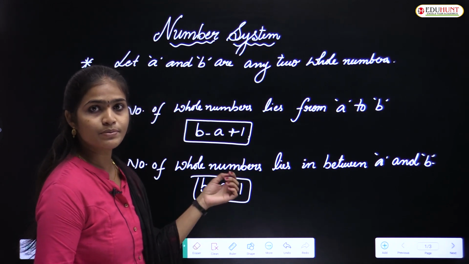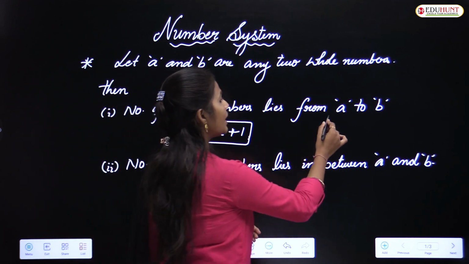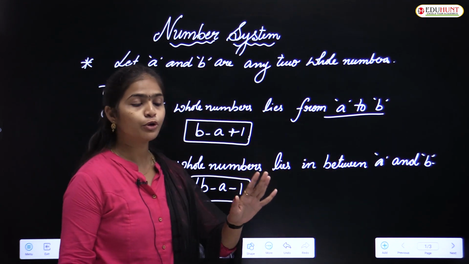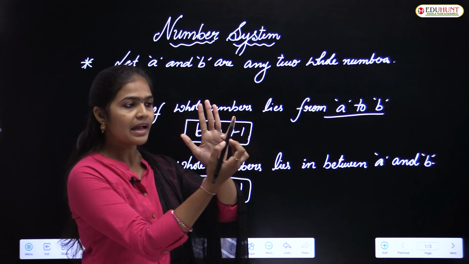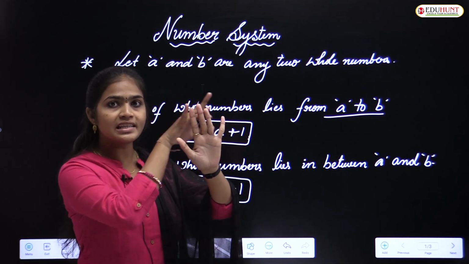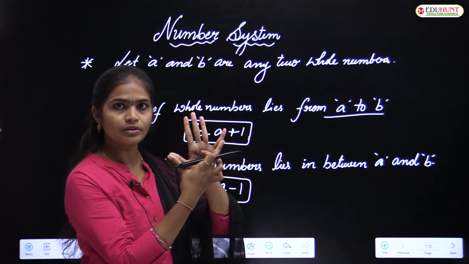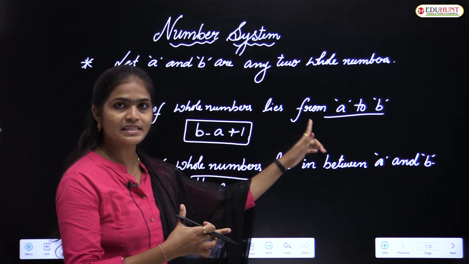Why? Because here plus 1 and minus 1, I will explain again. See here, from A to B. For example, this is A and this is B. From A to B means we have to include these two numbers also. Okay, that's why that is plus 1.